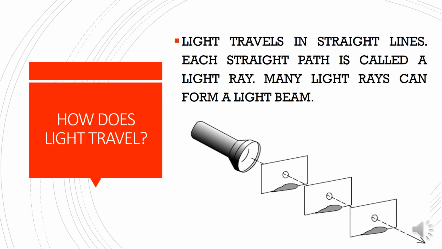How does light travel? Light travels in a straight line. Each straight path is called a light ray. Many light rays can form a light beam. As you can see from the picture, a torchlight can only pass through some cards through the holes.